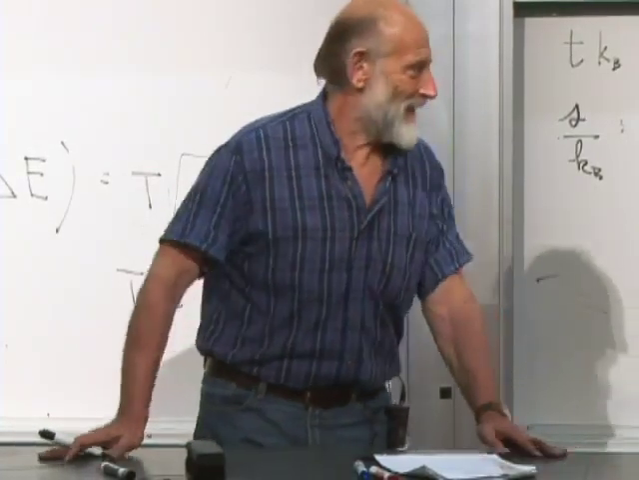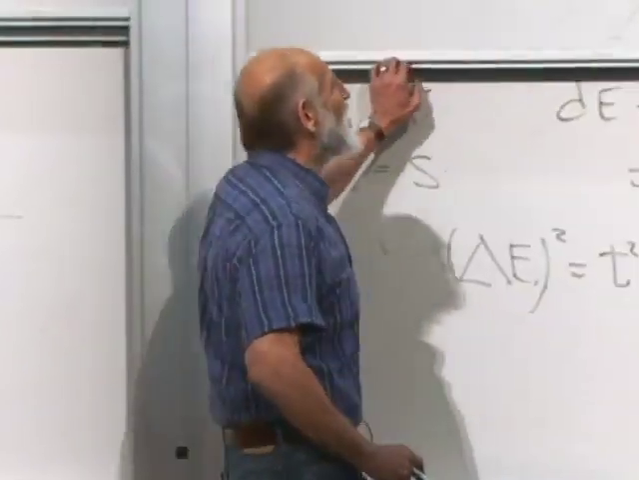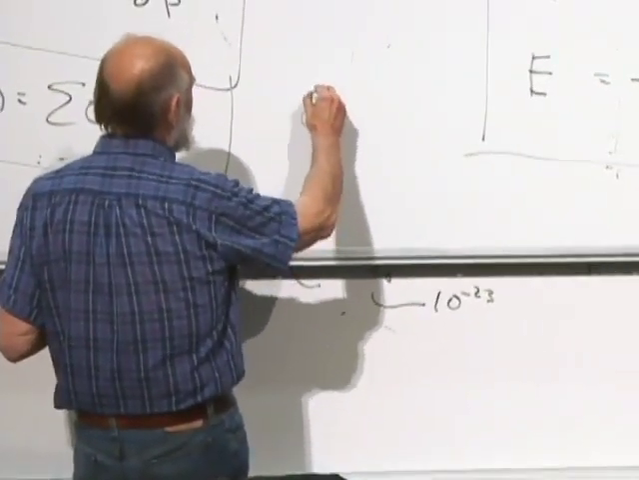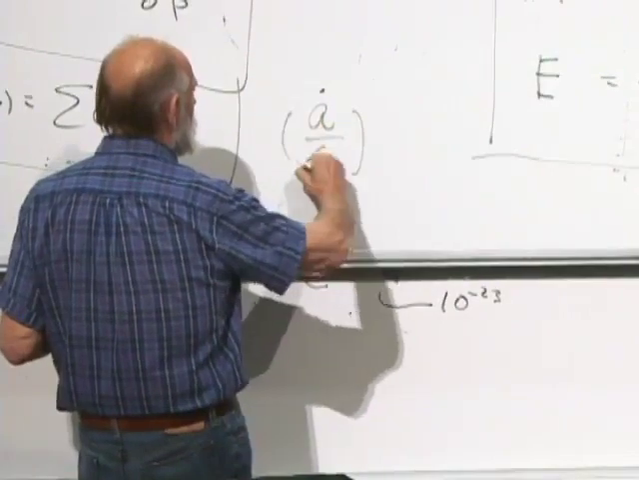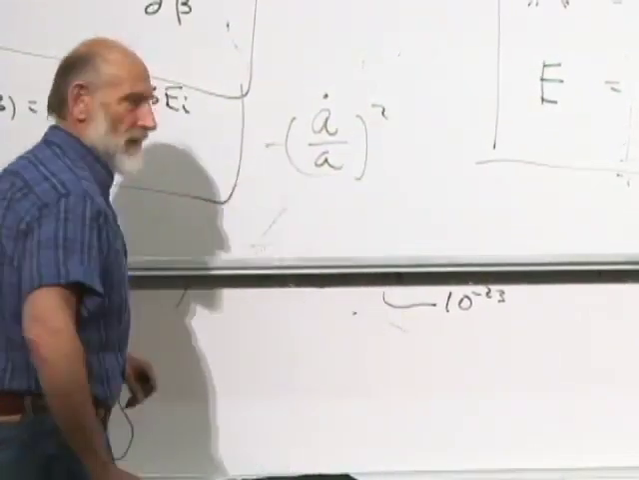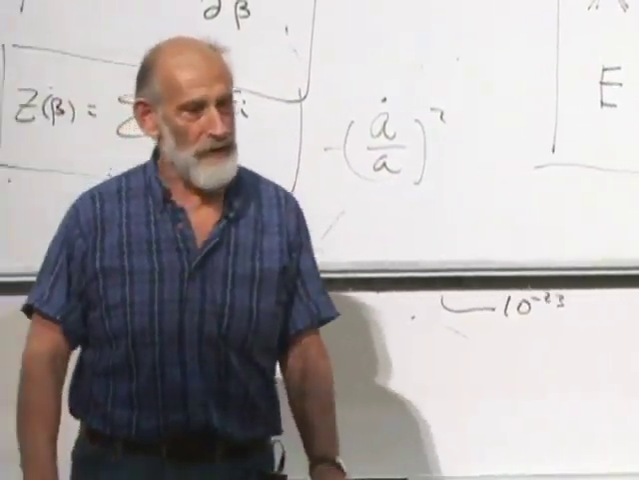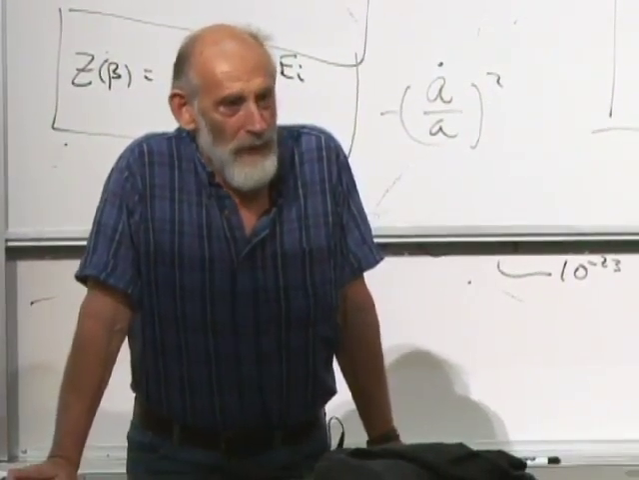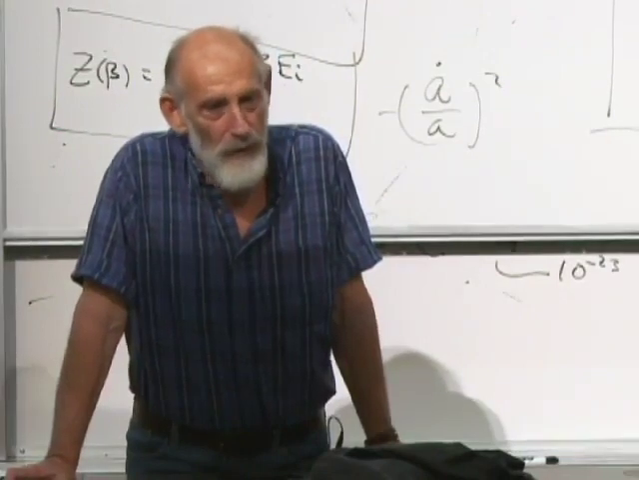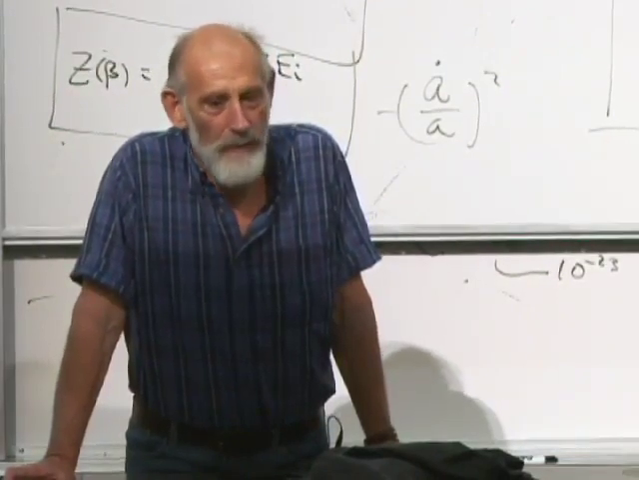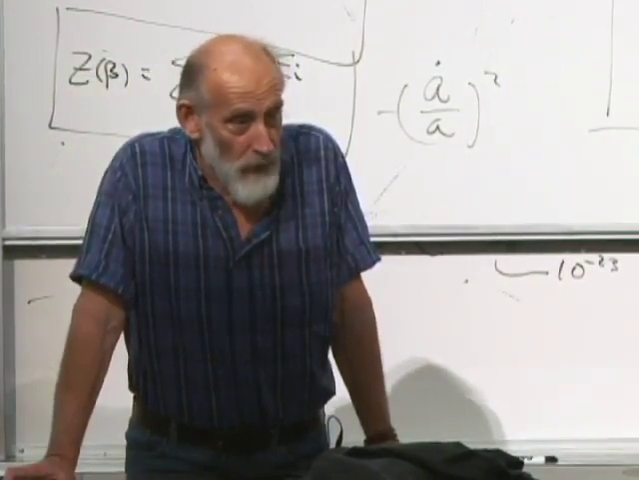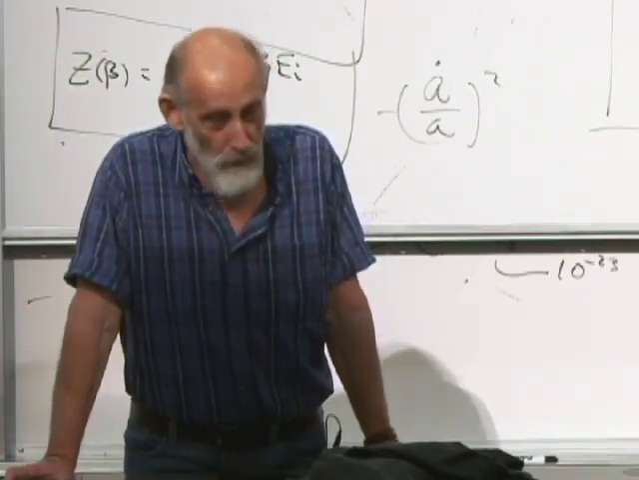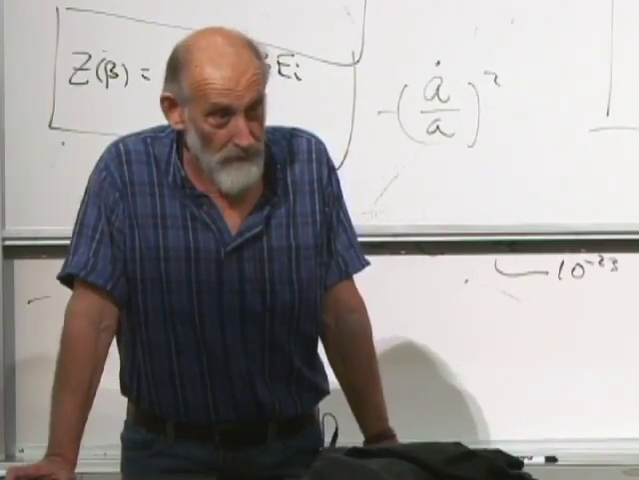No, the negative energy is the A dot over A squared term in the expansion of the universe. It's the kinetic energy of expansion of space. And it's purely got to do with geometry, the expanded geometry of space, and it's the term that corresponds to the gravitational energy.